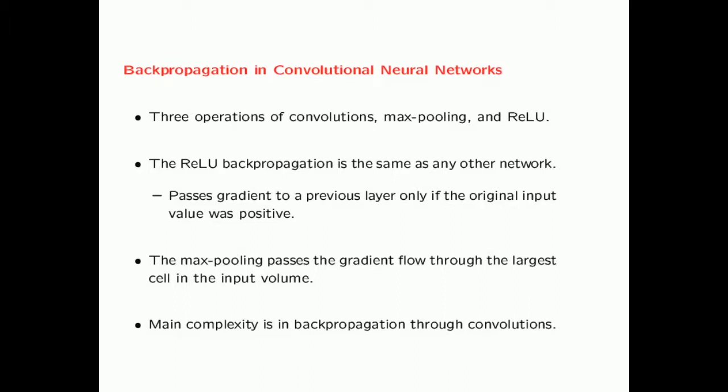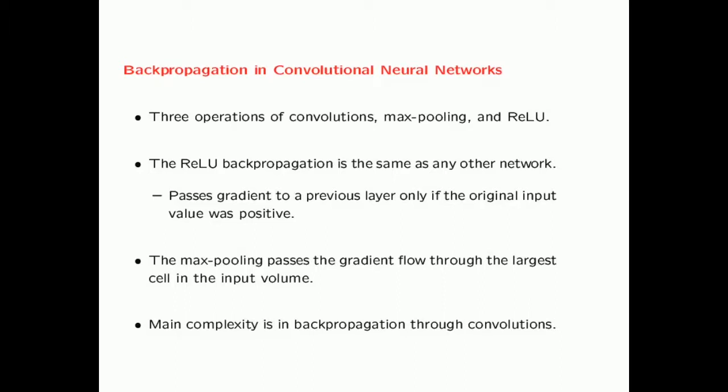Note that the case of ReLU is very similar to a conventional neural network. As in a conventional neural network, it's a one-to-one operation. Each element, you take the max of that element and zero. Similarly, in a convolutional neural network, for a three-dimensional layer, you create a corresponding three-dimensional layer in which all the negative elements are set to zero. While backpropagating, you use the same rule as in a conventional neural network: you pass the gradient to a previous layer only if the original input value was positive.